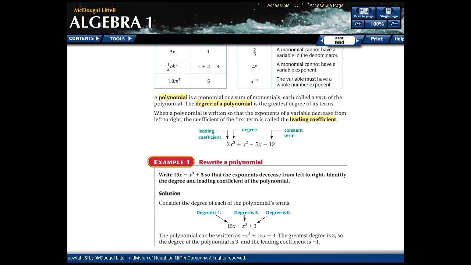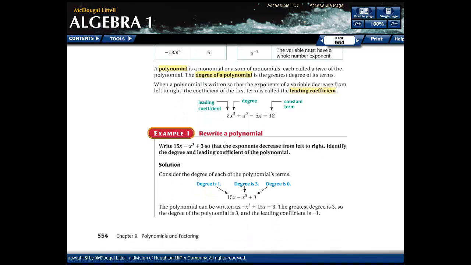Usually, whenever they have a polynomial such as this, they do put them in descending order. Descending order, which means it goes down, right? So x cubed, x squared, x, and then no x. So write 15x minus x cubed plus 3 in descending order.